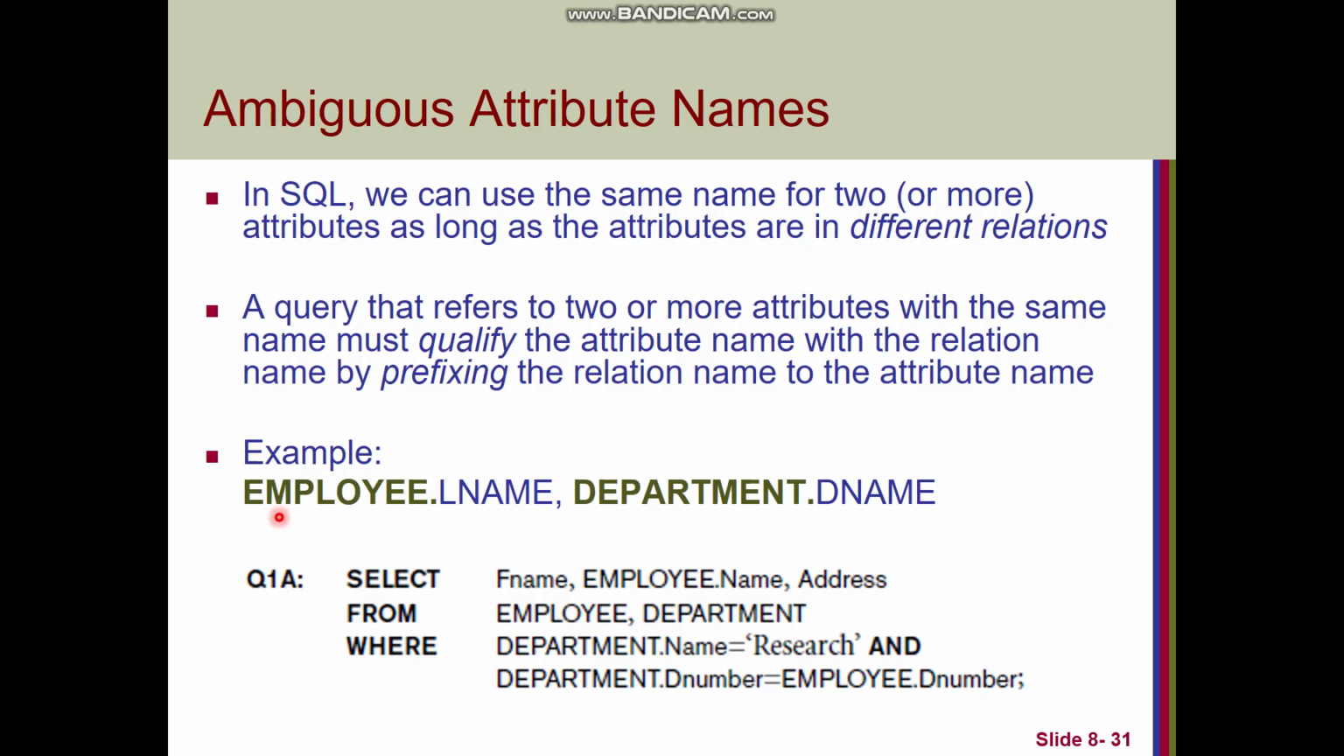So you can have the name of the table, dot operator, and name of the attribute. For example, select first name, employee dot name, address. So employee dot name indicates that this name attribute has to be found in employee. From employee, department, where department dot name is research and department dot D number is equal to employee dot D number. If we just wrote D number equals D number, we wouldn't know whether we are referring to employee D number or department D number. So mentioning the name of the table makes it clear which table we are referring to.